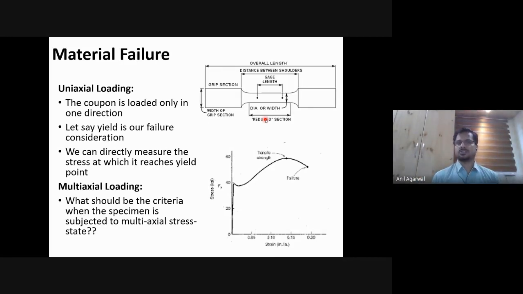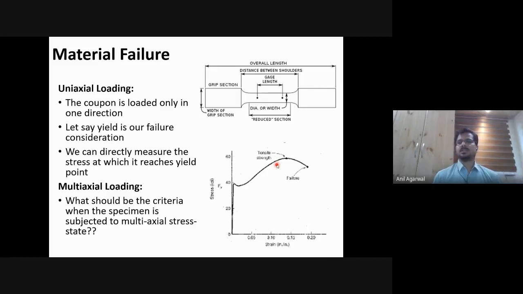So that is called uniaxial stress. And under uniaxial stress, it is very easy to calculate the failure stress. If my failure consideration is yielding, I can say, okay, I test this, I get this yield point, that is my failure stress. That's very easy to find. If my ultimate stress is my requirement, then I can get the ultimate stress, no issues.